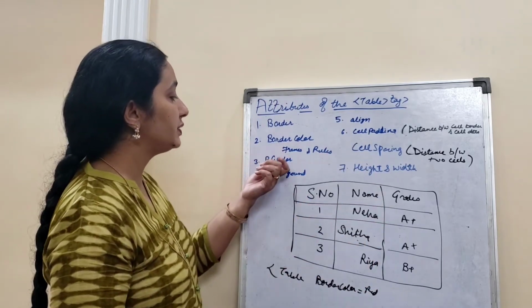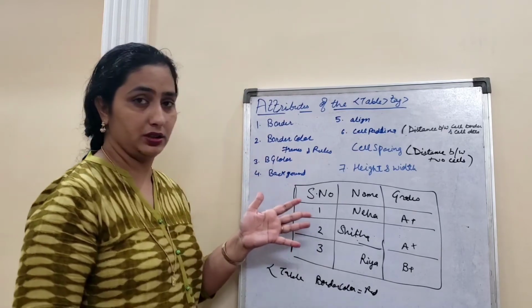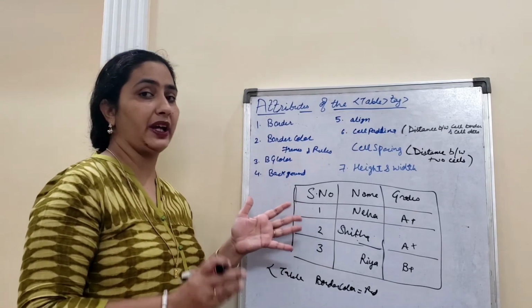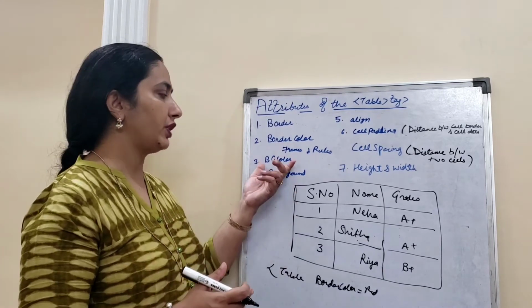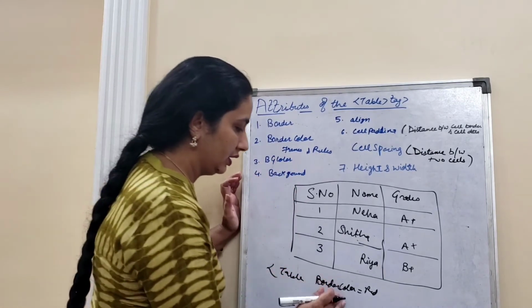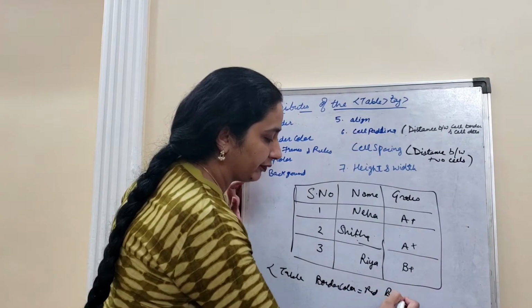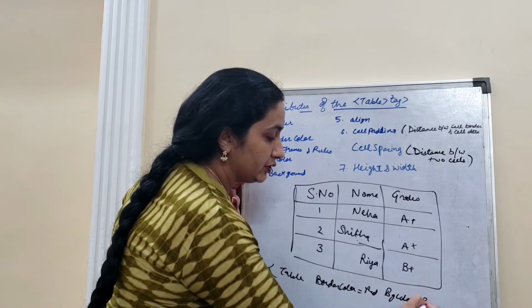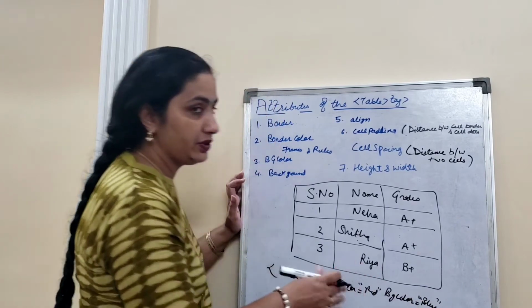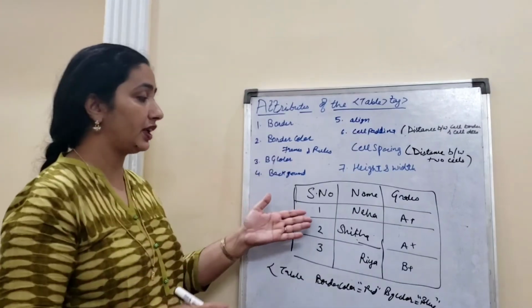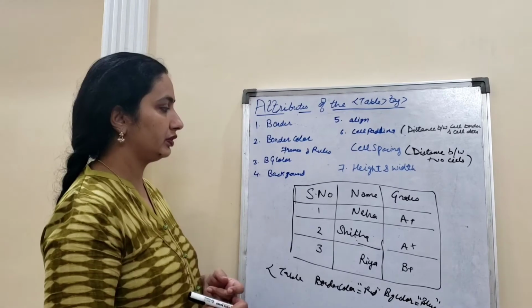Okay, then next is BG color. Now background color, if you want the background color of your table to be any specific color, then you can mention table BG color equals to blue. So you need to mention this if you want any specific color at the background of your table.